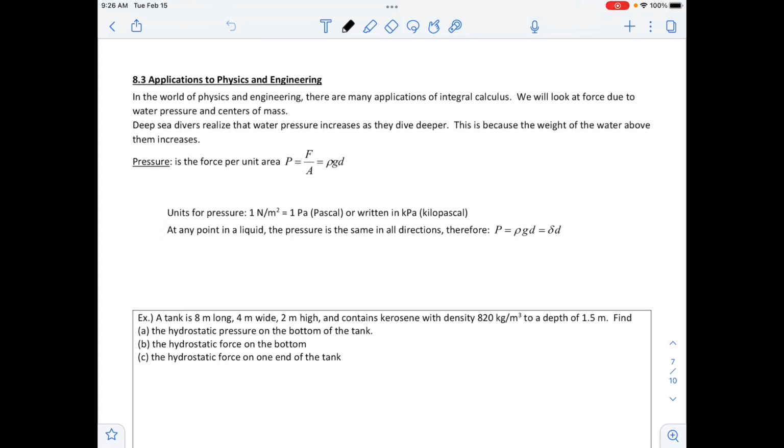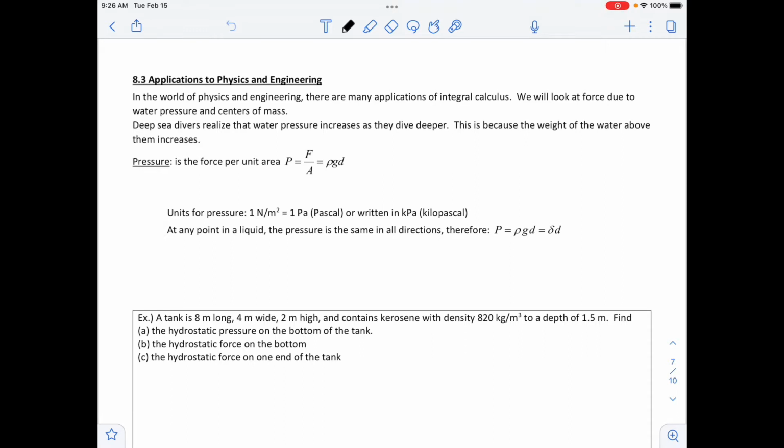Deep sea divers realize that water pressure increases as they dive deeper. This is because the weight of the water above them increases. So pressure is the force per unit area. So P equals F over A. Or we can say it's rho times g times d.